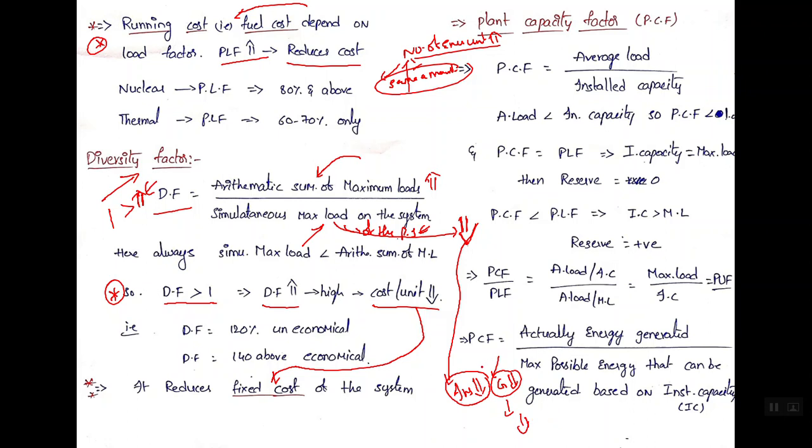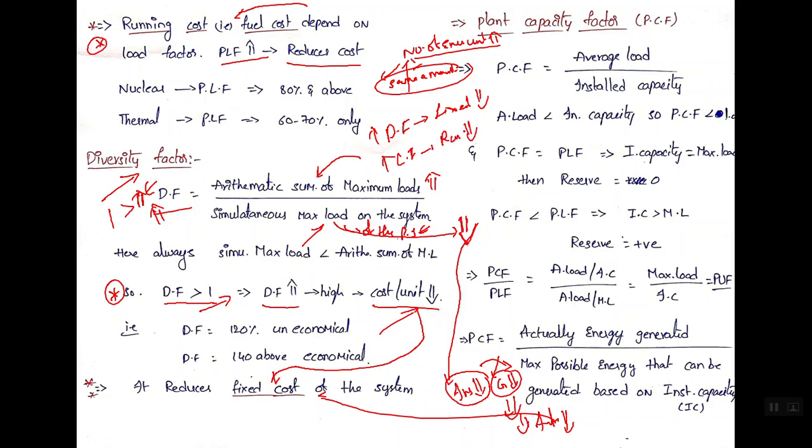Okay, that means we require a very small installed capacity. If the diversity factor is high, we require a very low rating of the generators, that is, installed capacity of the generator. That means the initial cost, that is the fixed cost, will decrease. So if the diversity factor is higher, the fixed cost of the system decreases. Important, friends: diversity factor decreases the fixed cost. And if load factor is high, the running cost will decrease.